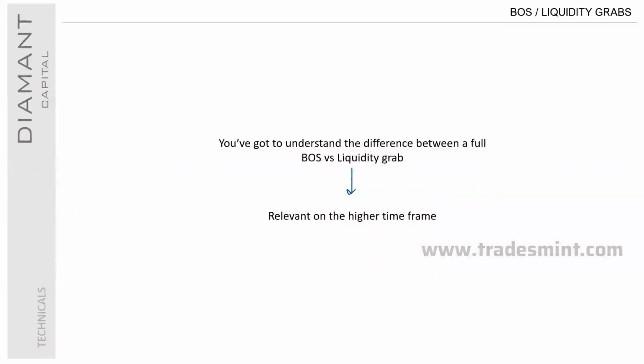Now, the one thing that you've got to understand is a proper differentiation between a clean break of structure versus a liquidity grab. This is very relevant on the higher time frame because it will allow you to understand what market structure is doing at the moment and whether we've broken market structure. If we've broken it, potentially we might see a change of trend. If you're in a bullish trend originally and you start seeing a clean break of structure down, that's when you might see a retracement, and then you're now in a downtrend.